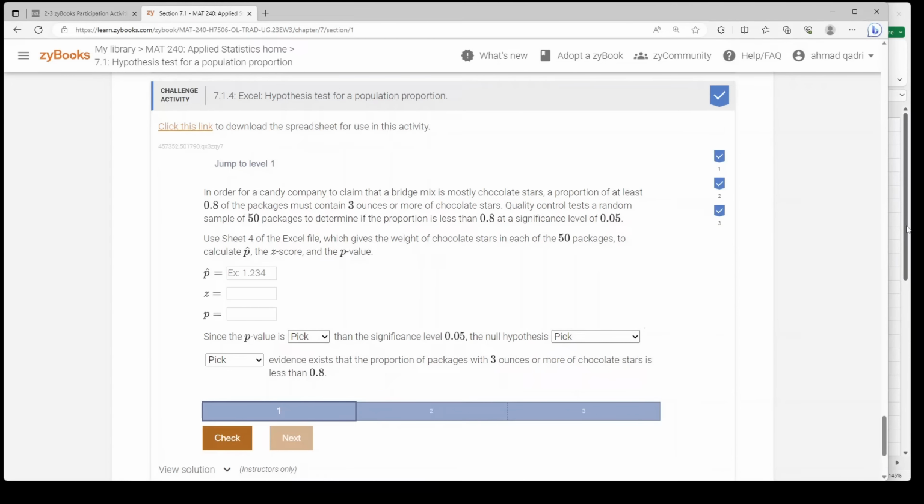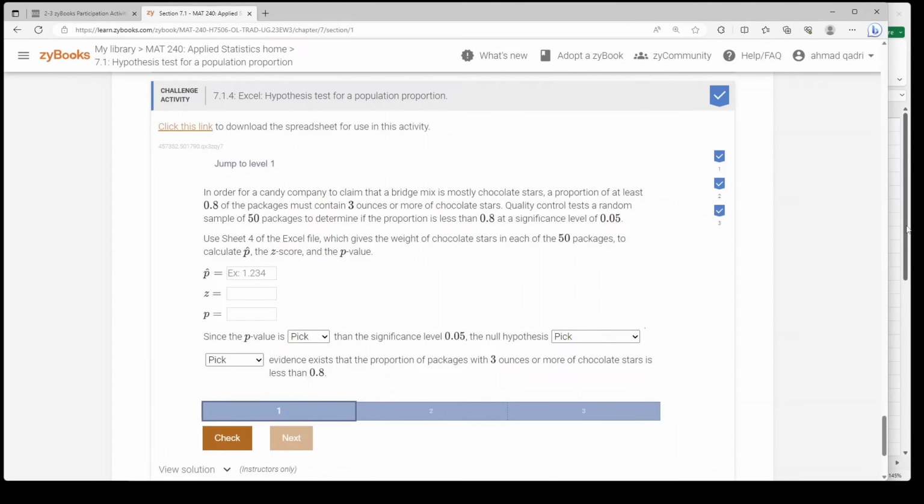So we can either just go through this one by one, but there are 50 data points, so that obviously takes a little bit of time. There are multiple ways to do this. We can sort and just count how many are greater than or equal to 3 out of the total 50. But here what I will do is use the IF formula.